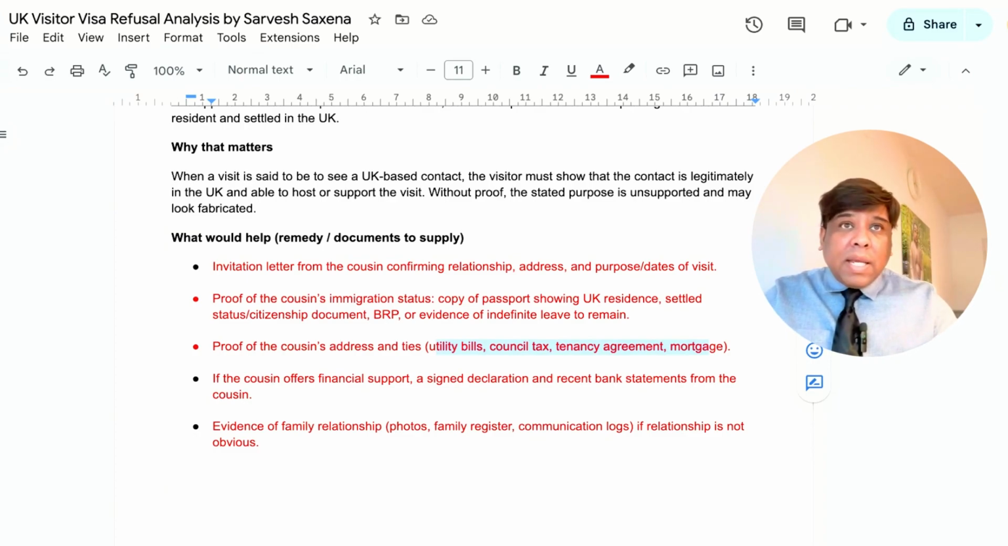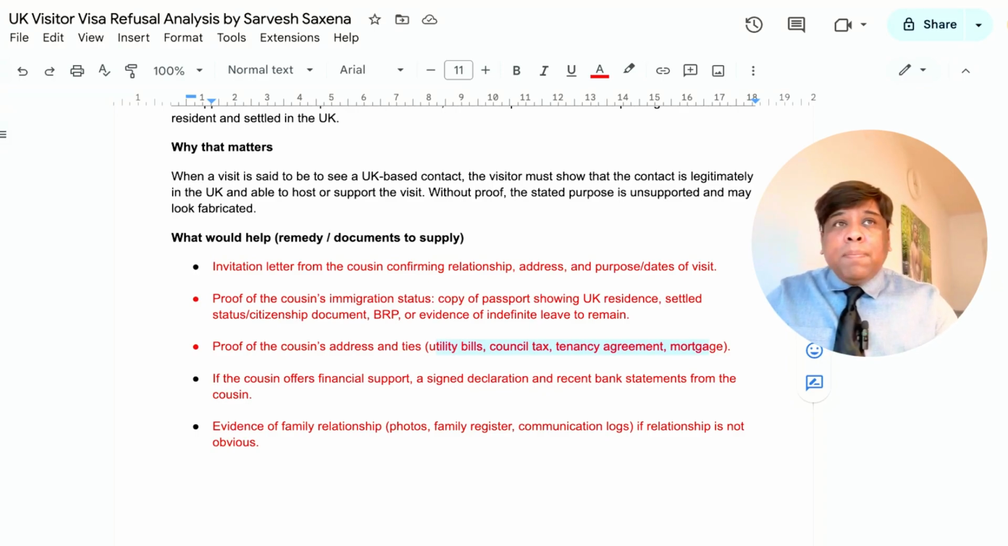So if they're funding it, then they need to give a signed declaration. Their last 3 to 6 months, I would urge you to provide last 6 months statements. And on top of that, they should also provide their employment contract copy, the pay slip, and the pay slip should show the salary credited each month, which is actually entering in the same bank account.